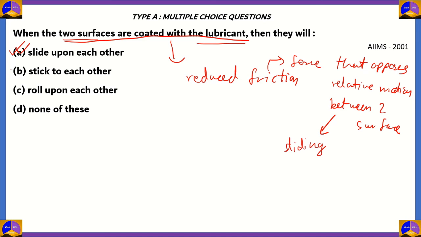Option B, sticking to each other, is incorrect because that depends on the nature of the lubricant. And option C, roll upon each other, is also incorrect. Rolling has rolling friction, and when you're coating the round surface with a lubricant, then it slides instead of rolling. And since you can slide two surfaces against each other when you're coating them with a lubricant, option D, none of these, will also be incorrect. The right answer is option A, slide upon each other.